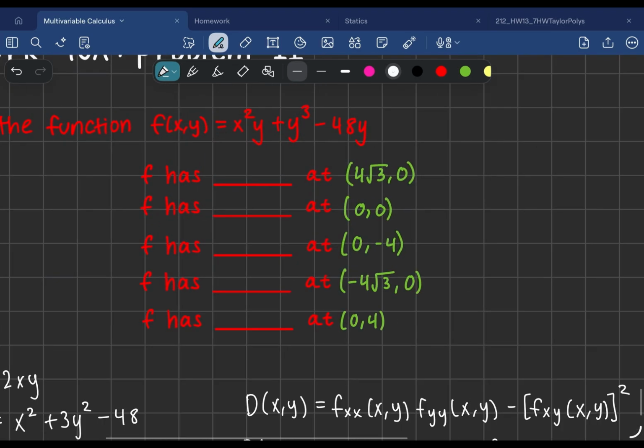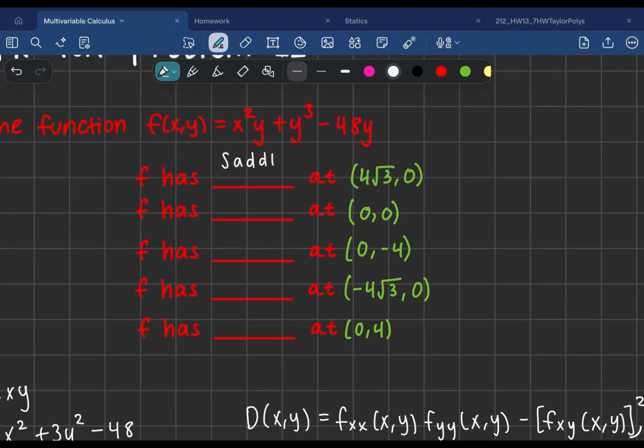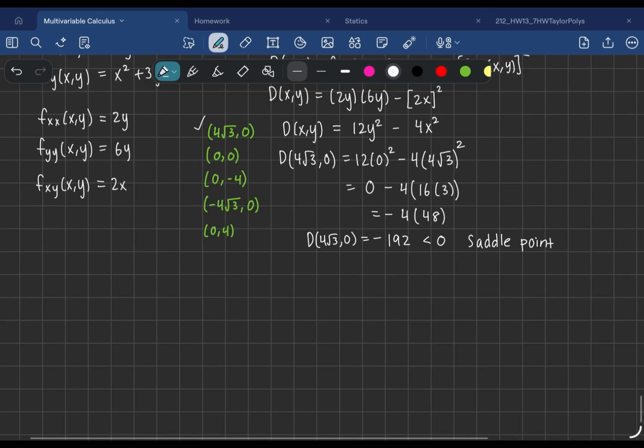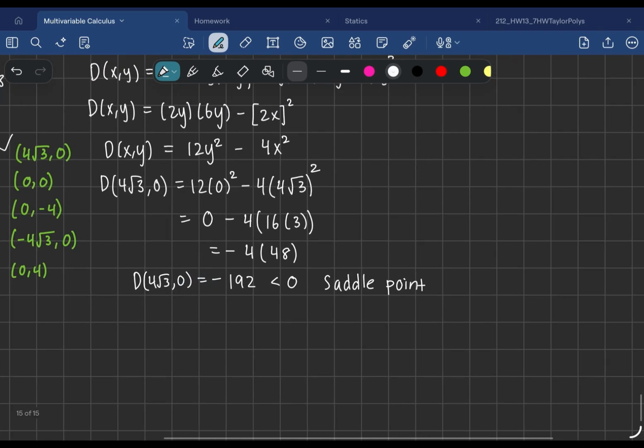So here we can just write that here. F has a saddle point at 4 rad 3, 0. Now that one's done. Nice. Now let's evaluate the second point.